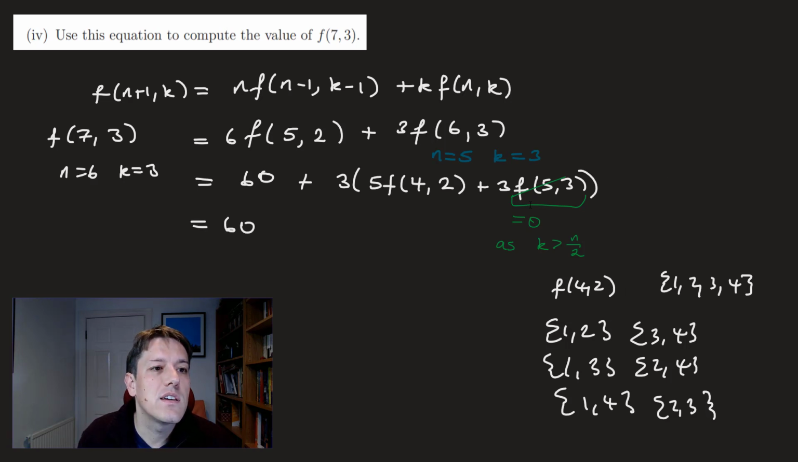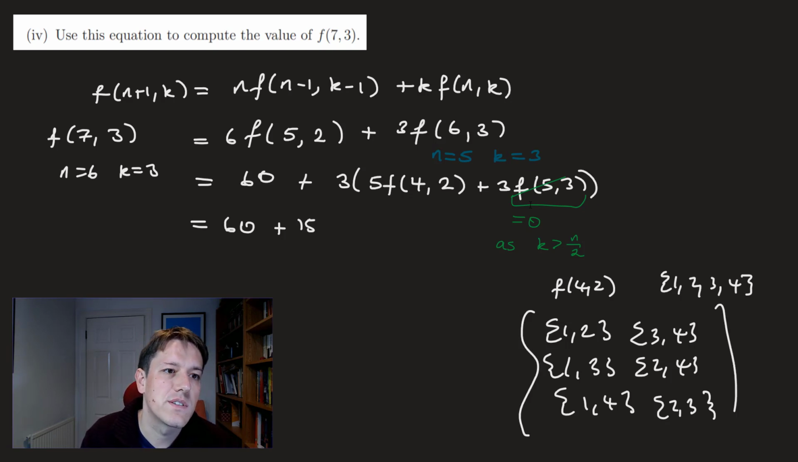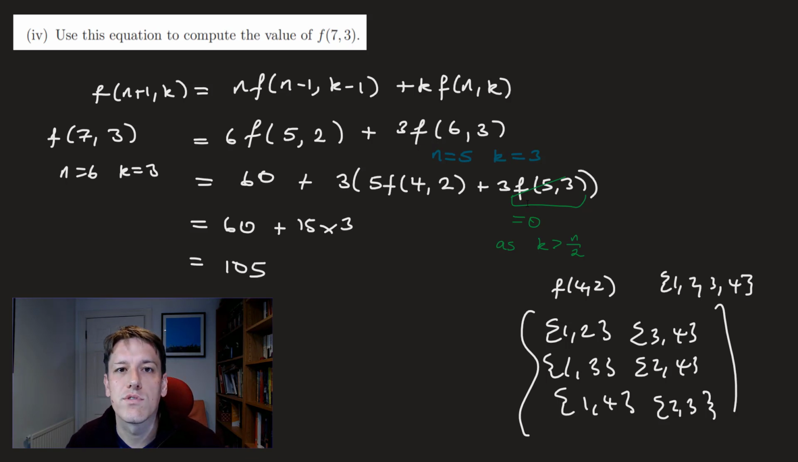So I get 60 plus 3 times 5, which is 15, times f of 4 and 2, which is 3. There's 3 different ways of doing that. So 60 plus 45 gives us 105.